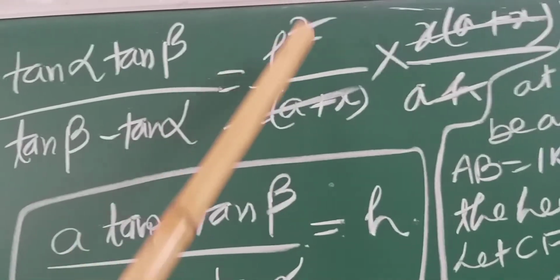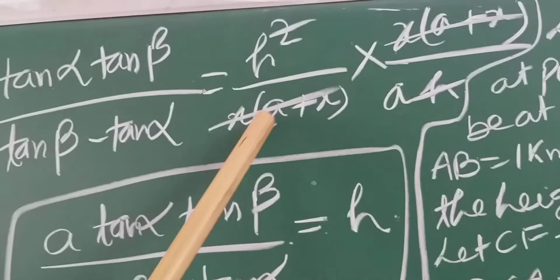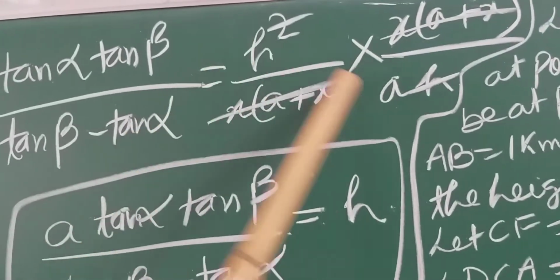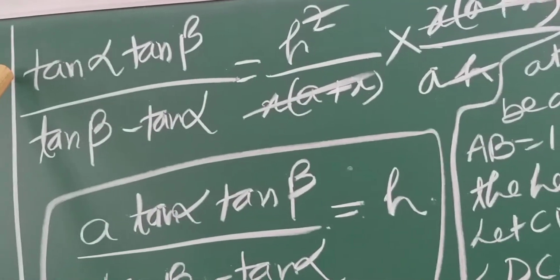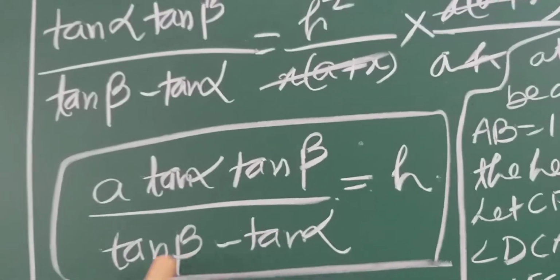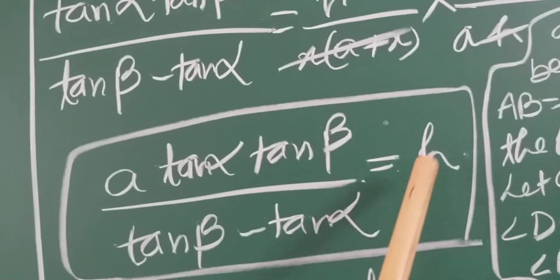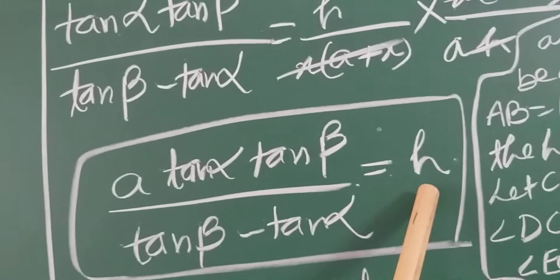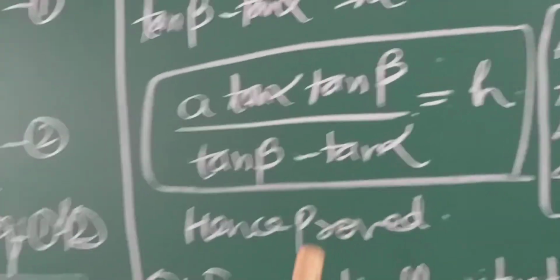H cancels, x bracket a plus x bracket a plus x, both are equal, so both will be cancelled. Now left h upon a. So by cross multiplication a will come this side. So it will become a tan alpha tan beta upon tan beta minus tan alpha equals to h. So this we need. This is the height of the tower. So height of tower equals to a tan alpha tan beta upon tan beta minus tan alpha.